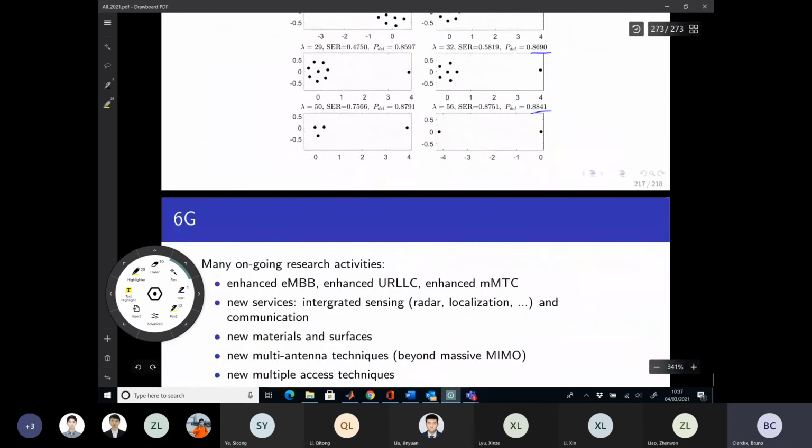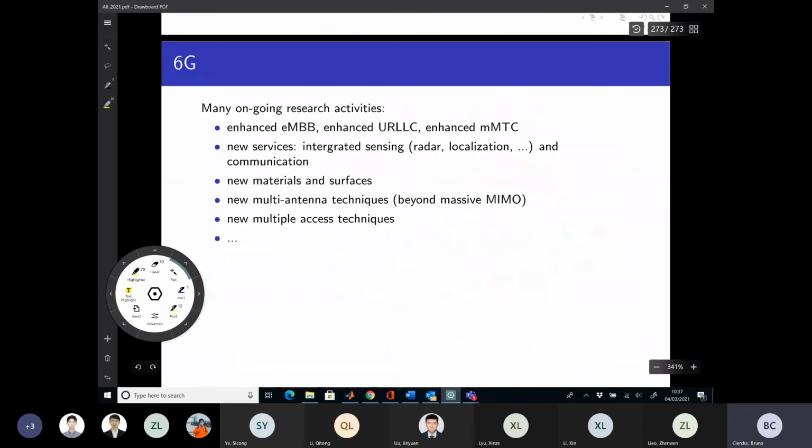Right. So this is an example. Now, other things that we looked at in the context of research for 6G is, obviously, enhancements of 5G. In 5G you have three main pillars. The first one is called eMBB. So this is really enhanced mobile broadband.